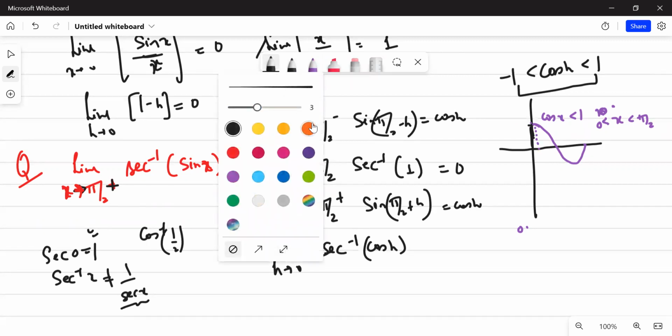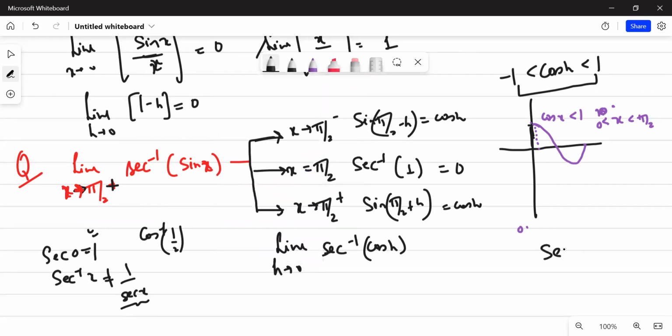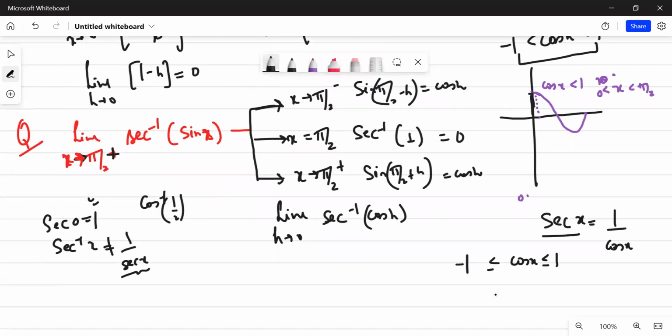Yes. Okay. Now just pay attention to secant x. So what is secant x? It is 1 upon cosine x. And always remember that your cosine x would lie between -1 and +1. And that gives you that your secant x would always be greater than or equal to 1. So it cannot be less than 1.